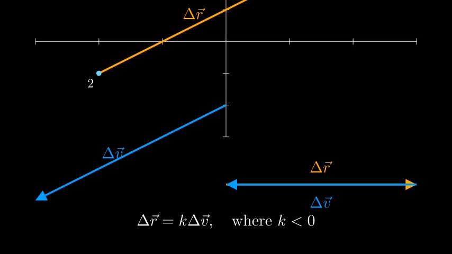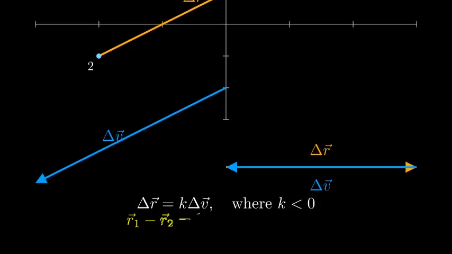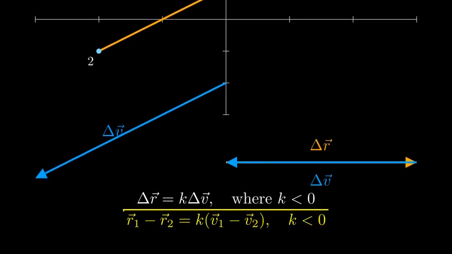To summarize, for two particles to collide, the vector from particle 2 to particle 1, delta r, must be parallel to and in the opposite direction of their relative velocity, delta v. Mathematically, we can express this condition as r1 minus r2 equals k times (v1 minus v2), where k is negative. This ensures the particles will meet at some point in the future.